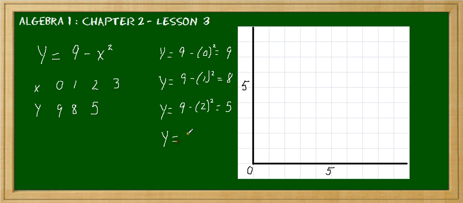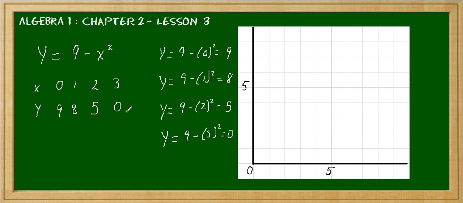y is equal to 9 minus 3 squared. Now 3 squared is 3 times 3, which is 9. So 9 minus 9 is going to equal 0. So that's where we got all these numbers from. But now notice that it dropped 5. From here to here it dropped only 1, but over here it dropped 3, and now it dropped 5. So apparently the difference is starting to increase.